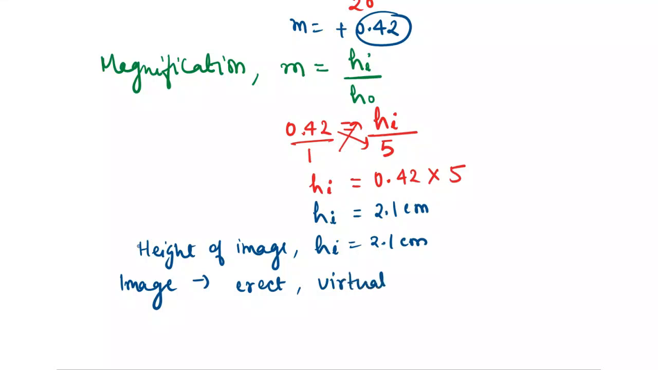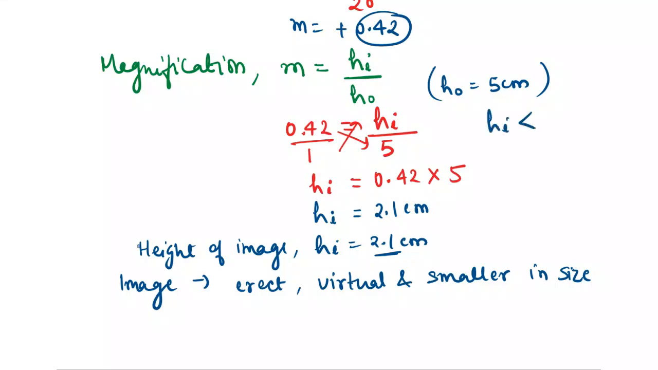and smaller in size, as we have the hi value as 2.1 and the ho value as 5 centimeter, which is given in the question. So 2.1 hi is less than ho. Therefore, the nature of the image is smaller in size than the object. So this is the required solution.